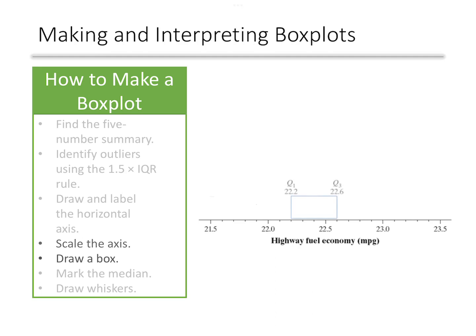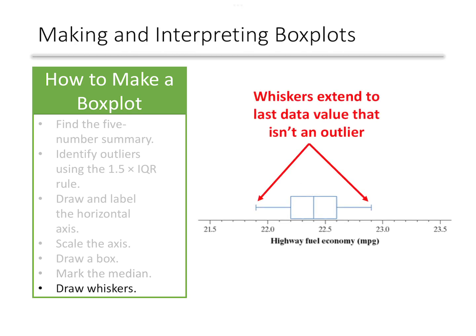We're going to draw a box between Q1 and Q3. So where our Q1 and Q3 values were, we're just going to make a box. We are going to put a line down the box where there is a median. So you'd put a line straight down. And then you're going to draw out your whiskers. They extend to the last data value that is not an outlier.